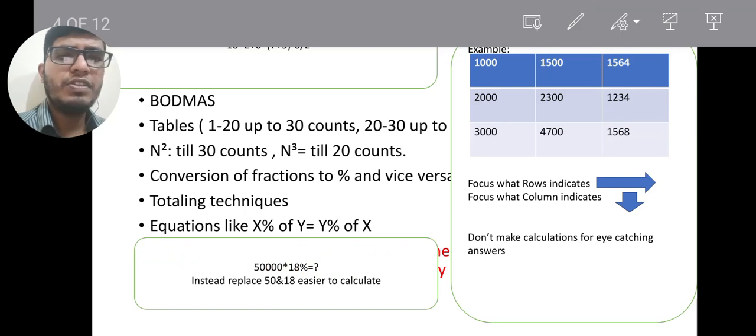Okay. So x proportion of y is equal to y proportion of x. How? Let's say you are going for 50,000's 18%. In that case, what can you do? Instead of going for 18% of 50,000, which will obviously take a little bit of time, we can replace the 50 and 18. So 18,000's 50% is nothing but 9,000.